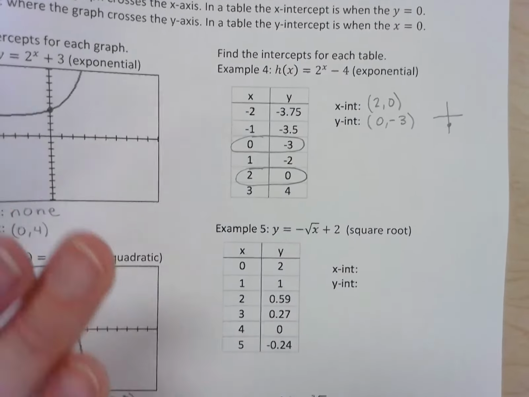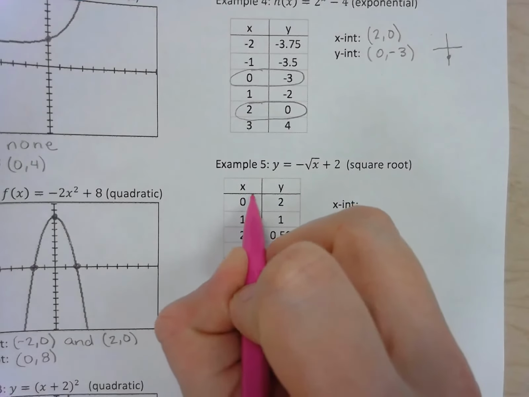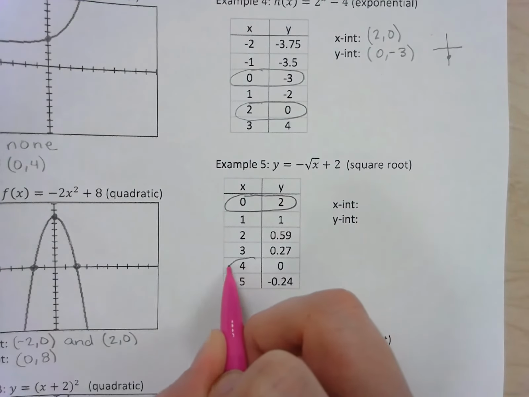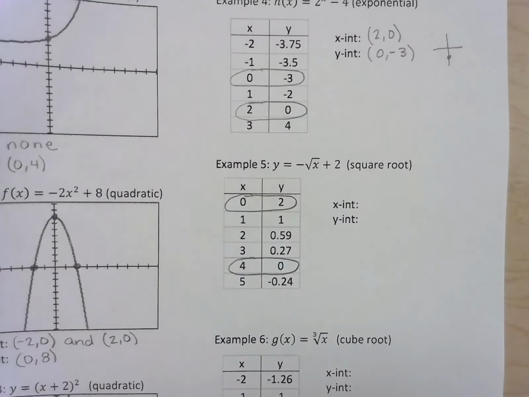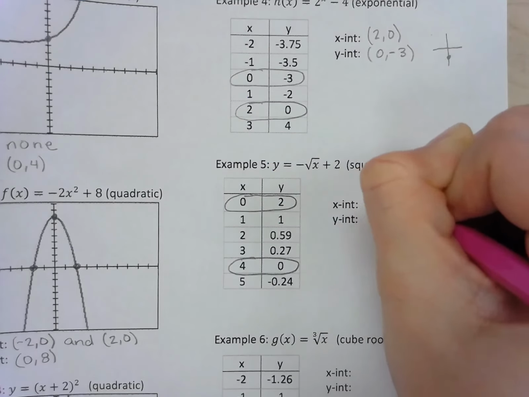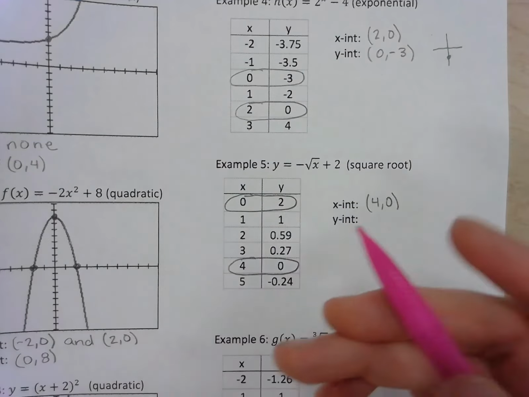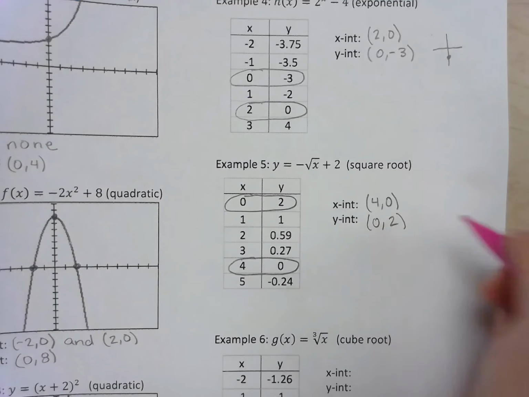Let's look at example 5. This example is a square root function. We have a 0 in the table here as well as down here. One will be your x-intercept, and the other is a y-intercept. In order to be an x-intercept, you need the y to equal 0. So 4, 0 is the x-intercept. And then 0, 2 will be your y-intercept.